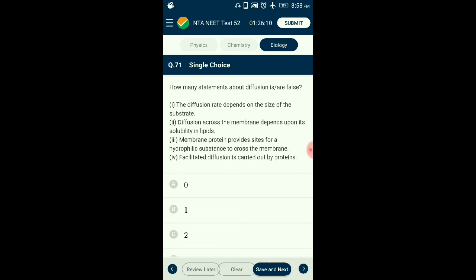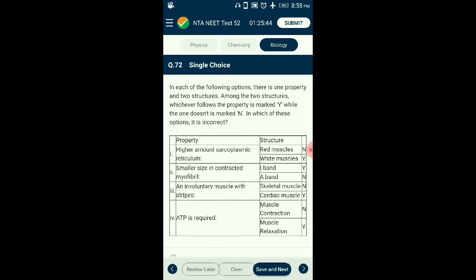Some substances find it difficult to pass through the membrane, and to facilitate the movement of such molecules, the membrane protein provides sites at which these molecules cross the membrane. This is known as facilitated diffusion. So the answer is option A. From the given 4 statements, none of the statements about diffusion is false. All are true.